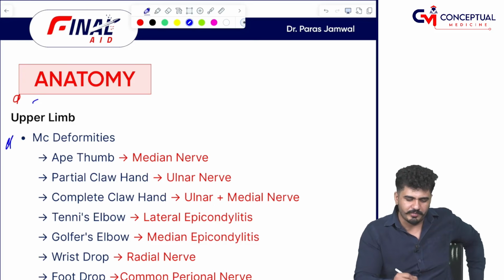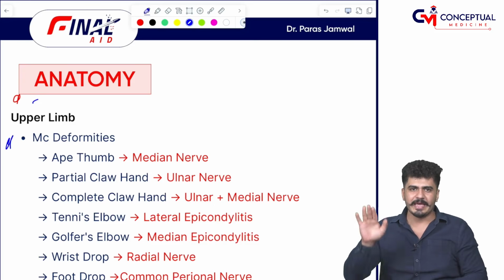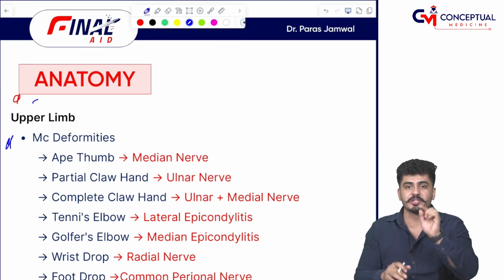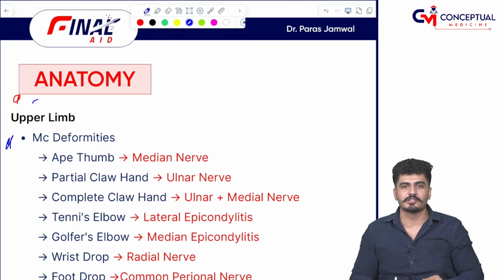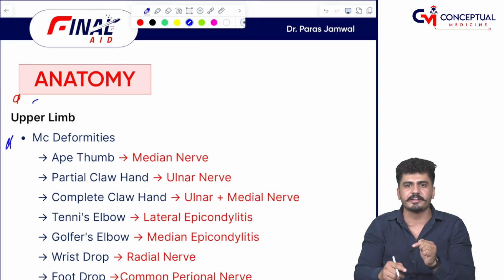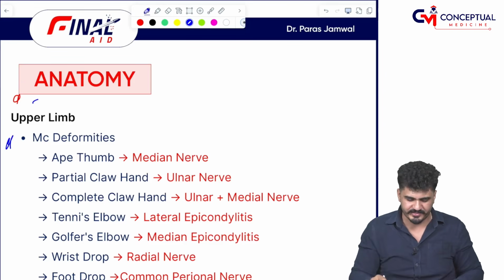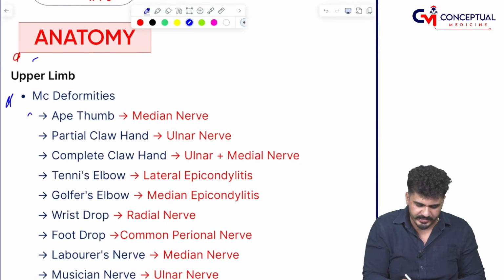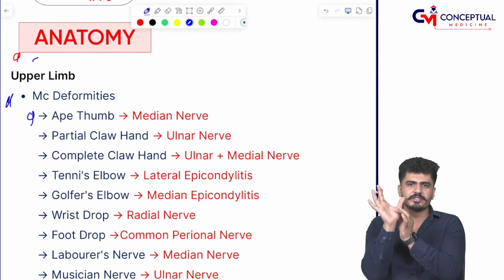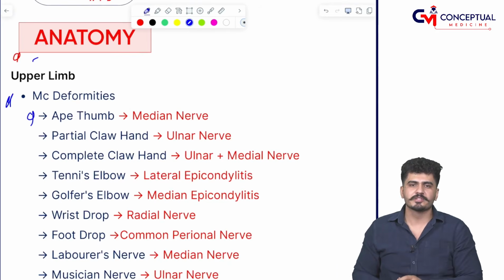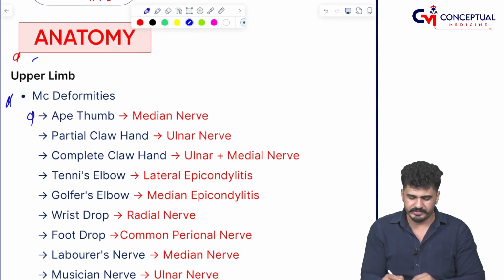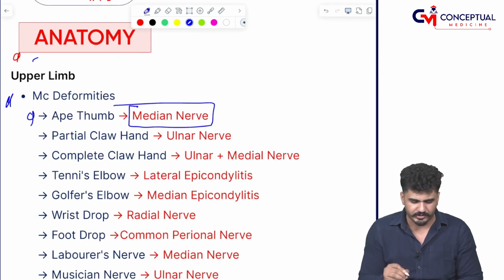So my dear friends, most common deformities. If we talk about ape thumb deformity, which nerve is responsible? I'll be asking you questions also. You will participate, learn right now and sleep fearless. Be brave and pass this exam. Now my dear friends, next thing is ape thumb deformity. Which nerve is involved in the ape thumb deformity? Your answer will be a straightforward one-liner, that is your median nerve.